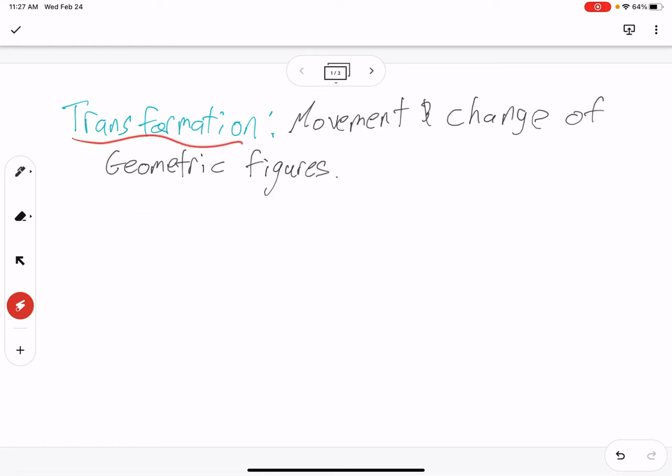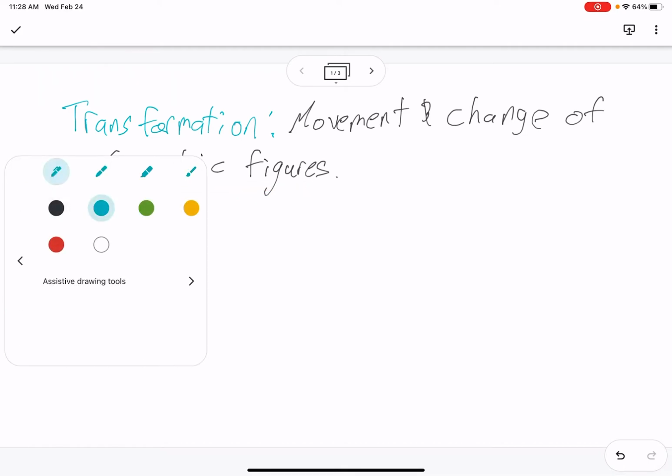So transformation is the movement or the change of it. So if we have a circle here and we just move it over here, that would be a translation, which is a type of transformation. Change would be if we have a triangle and then we make it really big, well, that would be a dilation, which is a change. If we have a rotation or a triangle and then we rotate it to a different position, that would also be a change. So transformation is moving or changing the figures, the geometric figures, okay?